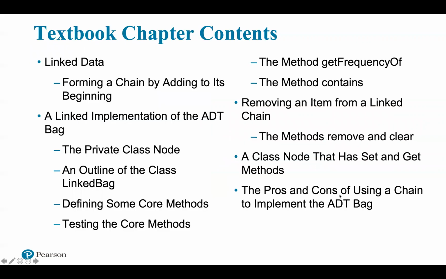So here's what's going to be covered in this textbook chapter. We'll first talk about linked data, forming a chain by adding it to its beginning. Then we'll have various ways of doing linked implementation of the ADT bag. We'll talk about removing an item from a linked list. And we'll then talk about a class Node that has set and get methods. And finally, a summary of the pros and cons of using a chain to implement the ADT bag.